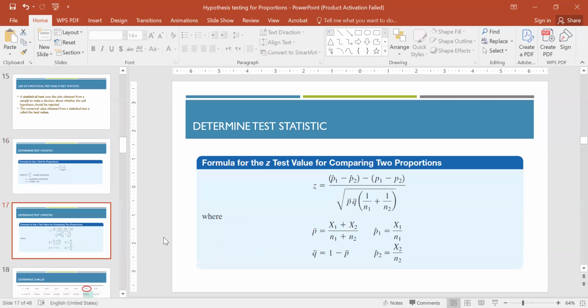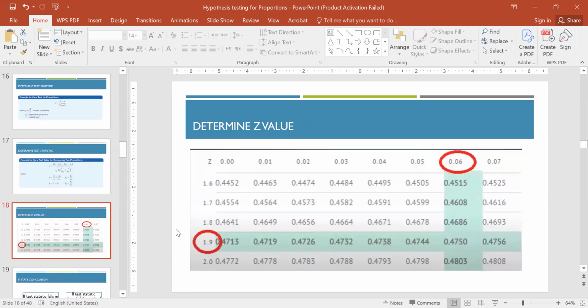And on the next slide, we have the z-test formula for comparing two proportions. Here we can see that q is equal to 1 minus p, and other values are almost similar to the previous formula, like p is equal to x by n. In this case, as we have two proportions, it is x1 plus x2 divided by n1 plus n2. This is the formula. Then we have to determine the Z value.